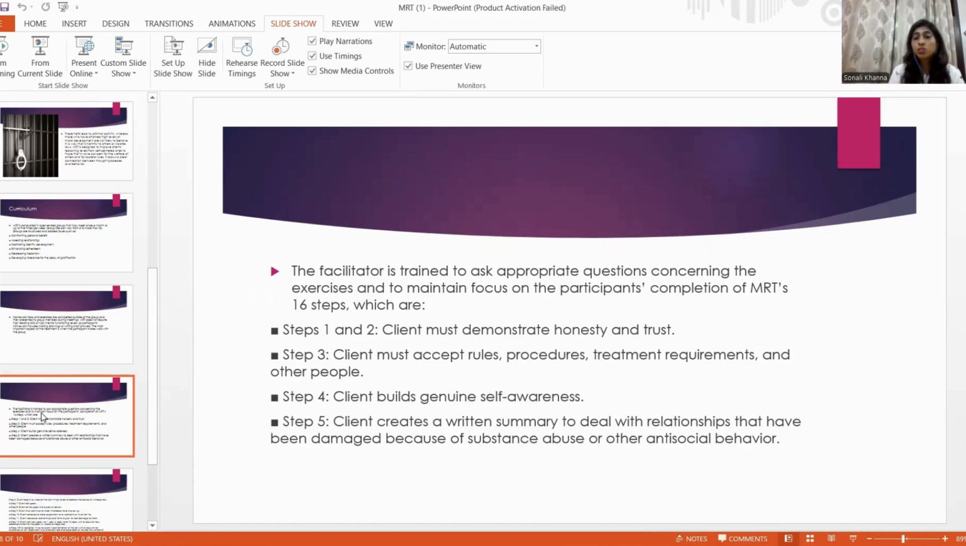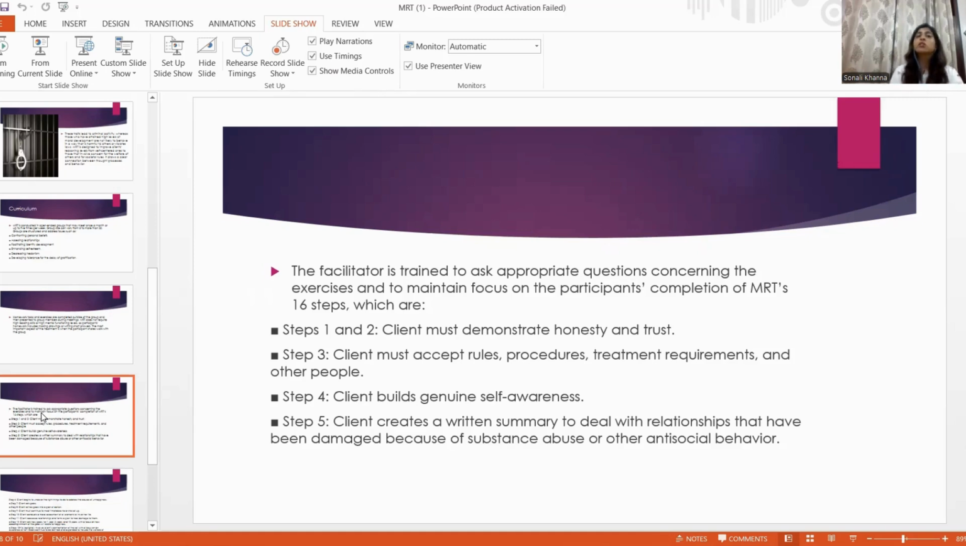The client must accept rules, procedure, treatment requirements, and other people. So whatever you are telling them, teaching them, that these are the rules, you have to do home assignments, this is the procedure, every day there will be a meeting, you have to come. These are the requirements that you need. There will be no alcohol for these days, and you have to spend this much time on the treatment plan, and how you cope with other people. You'll be staying in the group, working in the group. The client needs to accept these things.